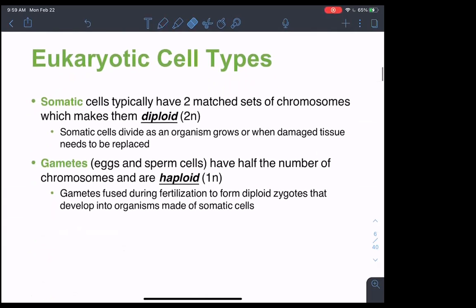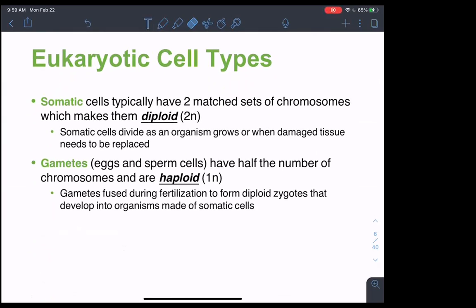So eukaryotic cell types. Okay, so there's two types of eukaryotic cells. There's somatic, which are cells that typically have two matched sets of chromosomes, which makes them diploid. So that would be diploid is just 2n.